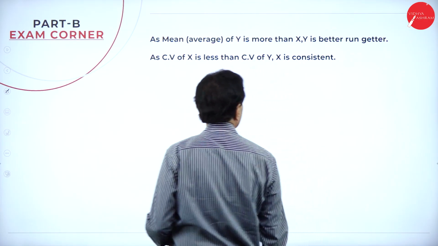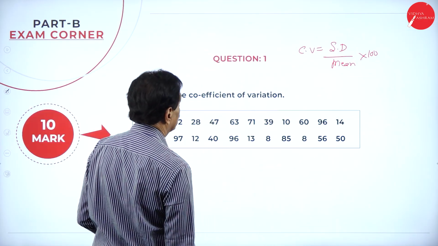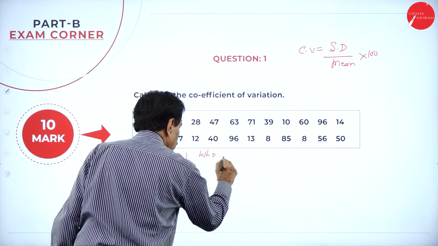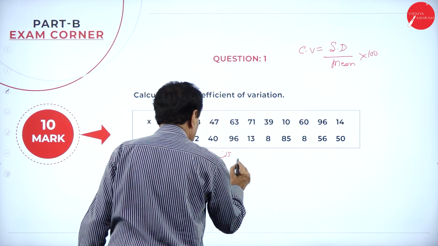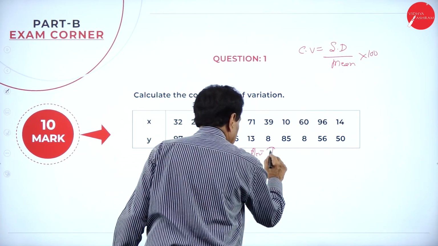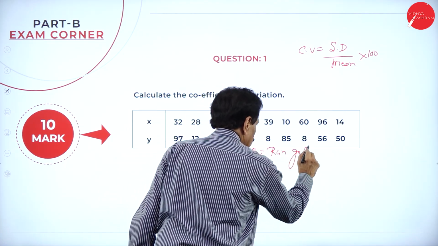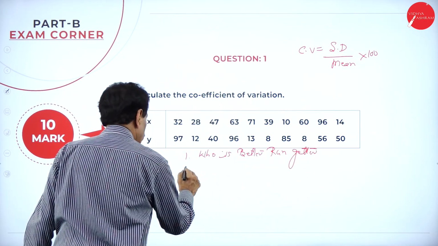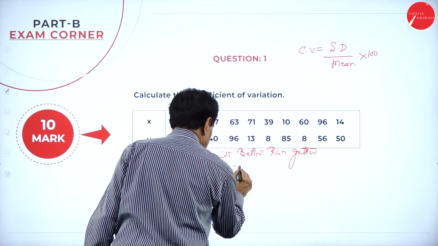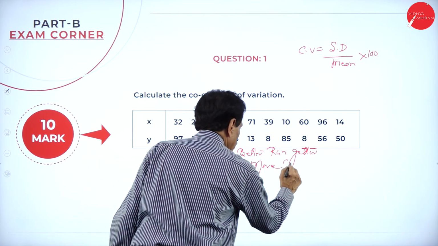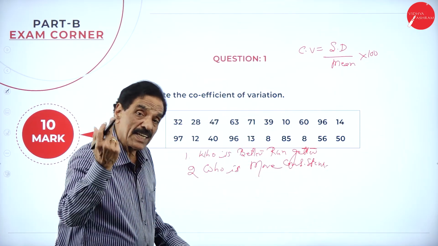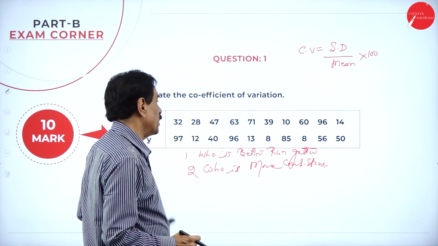Then conclusion. If the question is asked, number one, who is the better run getter? Number two, who is more consistent? This is a common question I'm giving. What does the question say? Who is the better run getter? Who is more consistent among X and Y?